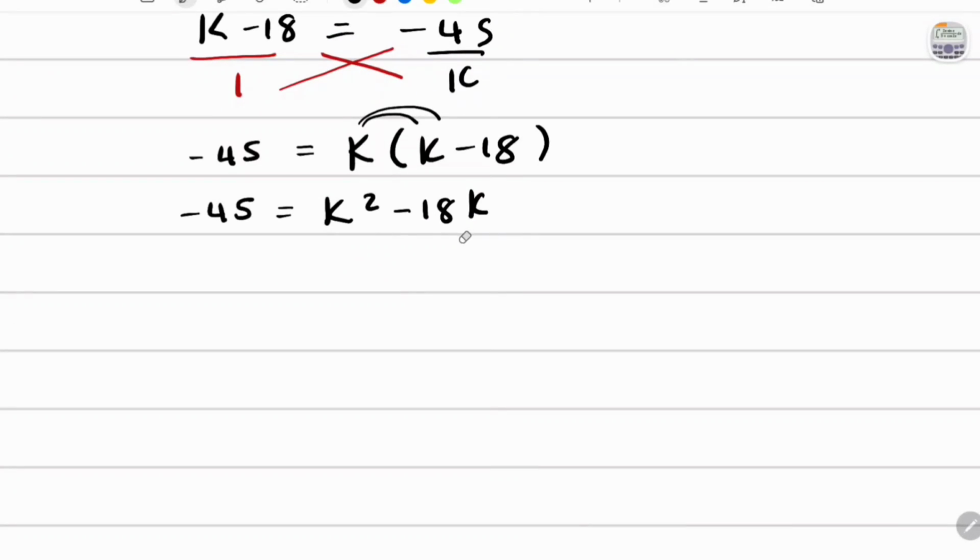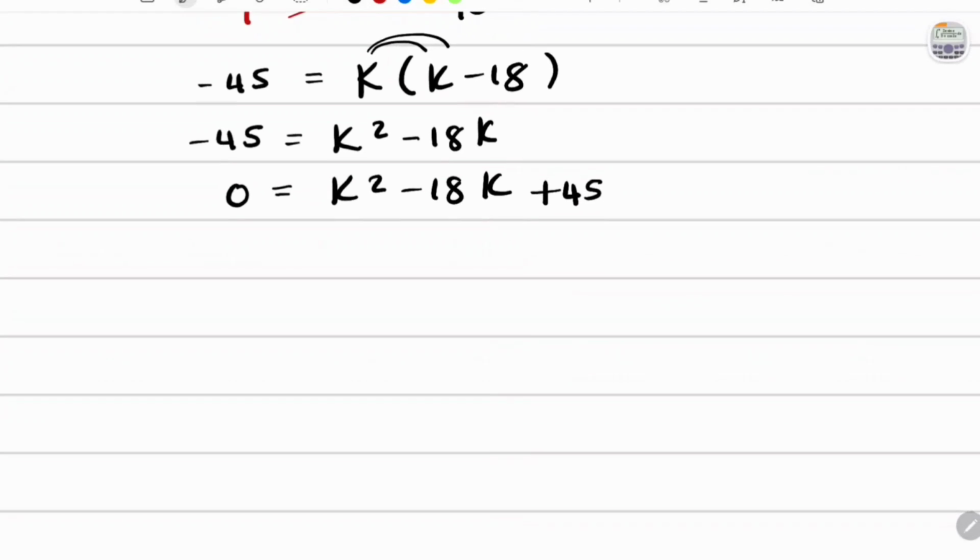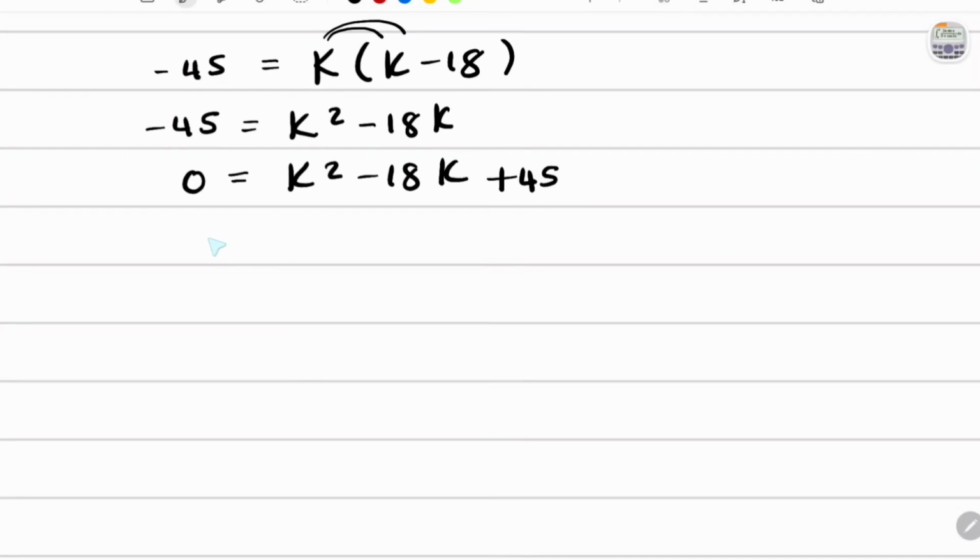And you see now this is already starting to look like a trinomial. So just take this over. So it means we're going to have nothing here, 0 is equal to k squared minus 18k, and that becomes a positive 45. Okay, so let's go ahead and factorize this expression.